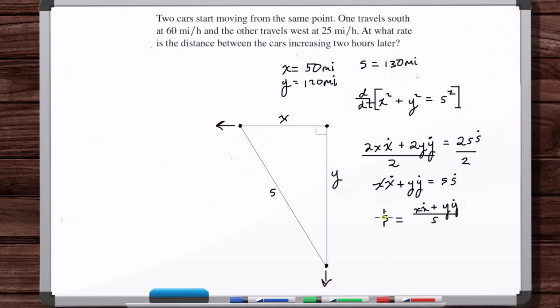Okay, and then as far as s dot, we're solving for s dot, so the final answer is going to tell us what that's doing, but we expect that to be positive, increasing. So we're going to plug in positive 25 miles an hour and positive 60 miles an hour. So, okay, s dot is equal to 50 times 25 plus 120 times 60, divided by 130.